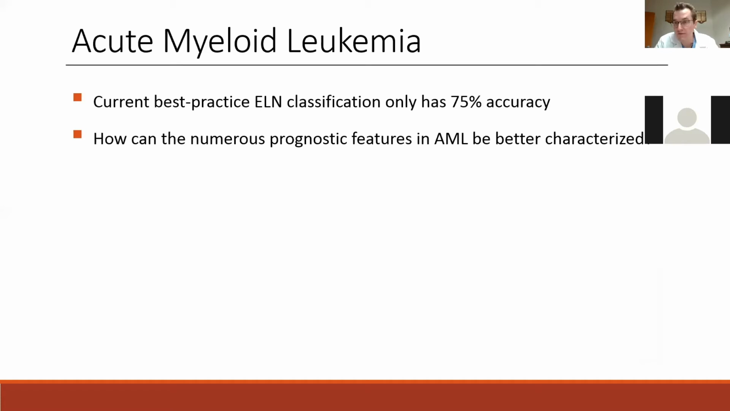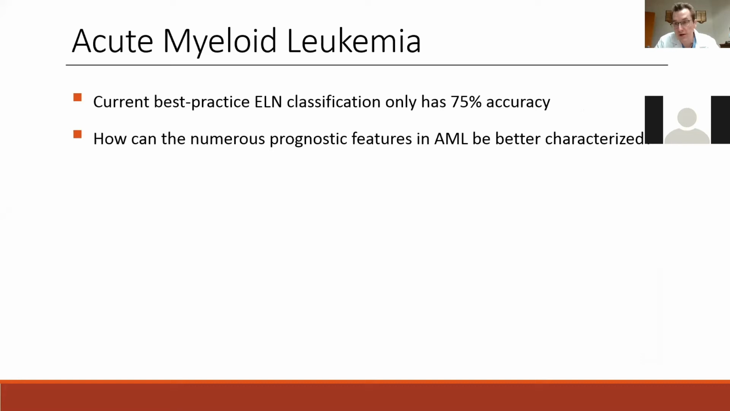Now, that best practice ELN classification has about a 75% accuracy, meaning 25% of patients are stratified into a different risk group and therefore probably didn't receive what we think would be the most appropriate therapy to give them the best chance of remission, prolongation of life, or even a cure.